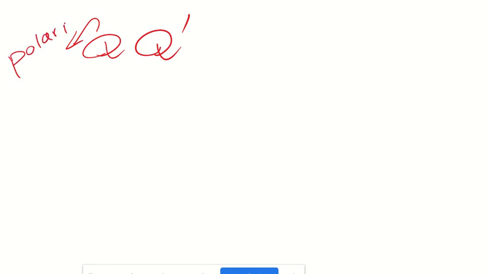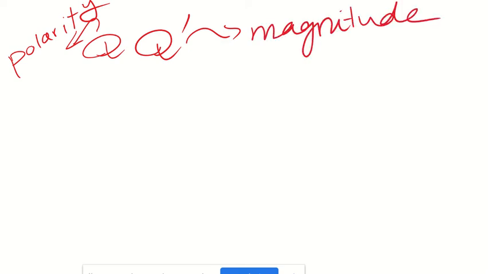Again, I can assign 1 to amplitude, 1 to phase. So I can say, for example, Q is my polarity, and Q prime is my magnitude, and these are only bits. So as I said, at the end of the day, these are only bits of information.